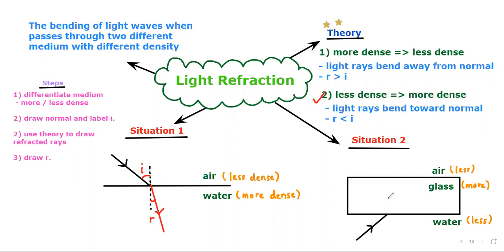So before we draw the angle, we draw the normal line first. Dotted straight line, normal line. Okay, when you have drawn it, please label your angle of incident from the normal to the incident ray. So this is the angle of incident. Based on the theory, less dense to more dense, we are using this theory again: bends towards normal.